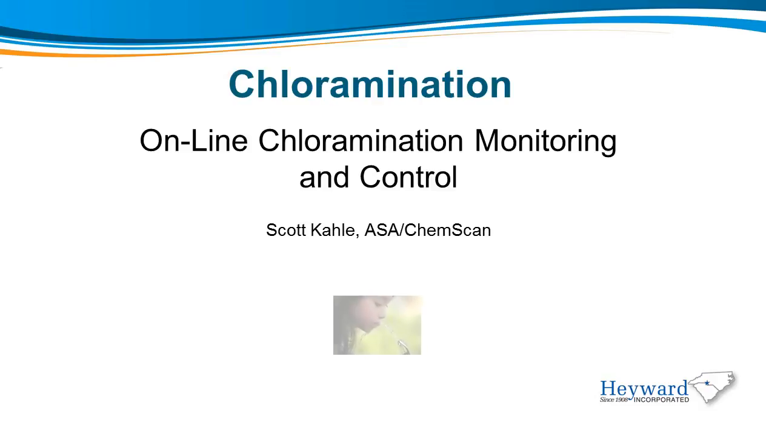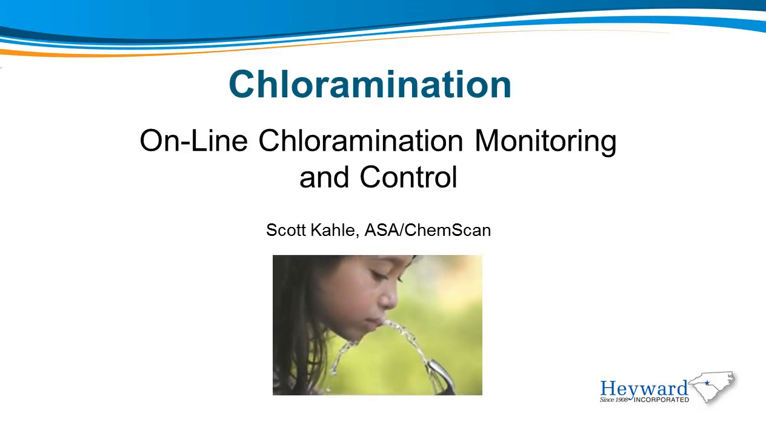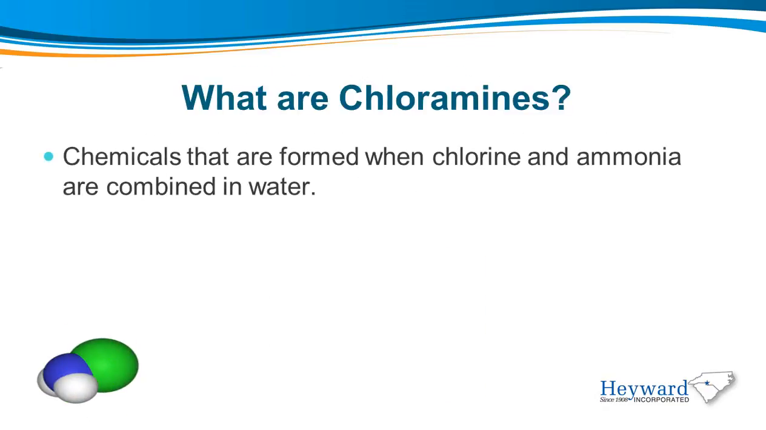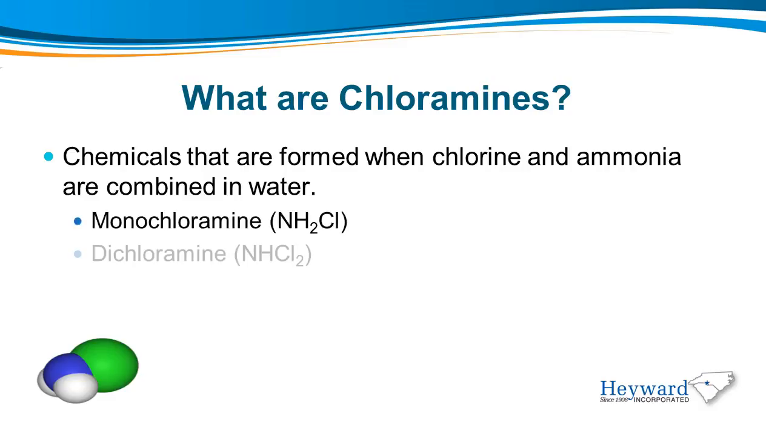Online Chloramination Monitoring and Control. What are chloramines? Chloramines are chemicals that are formed when chlorine and ammonia are combined in water. Three forms are monochloramine, dichloramine, and trichloramine.